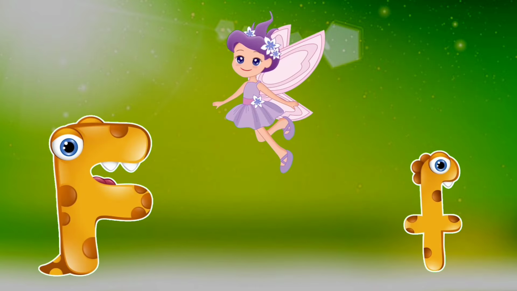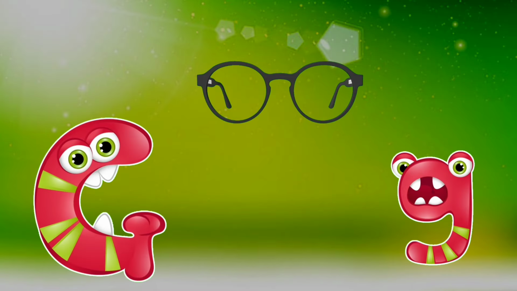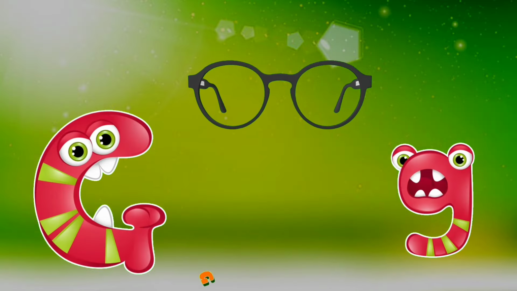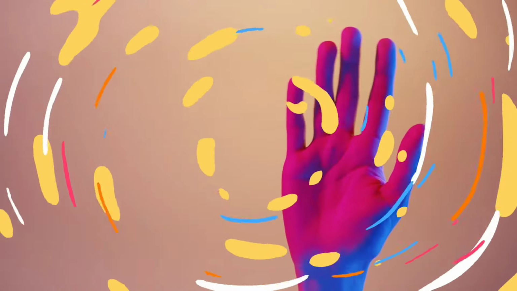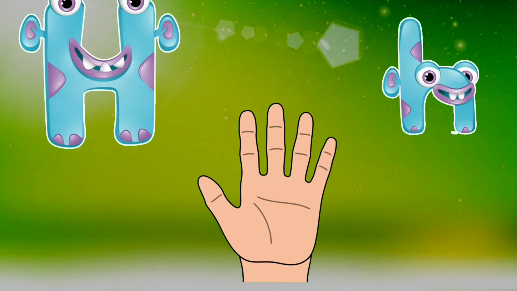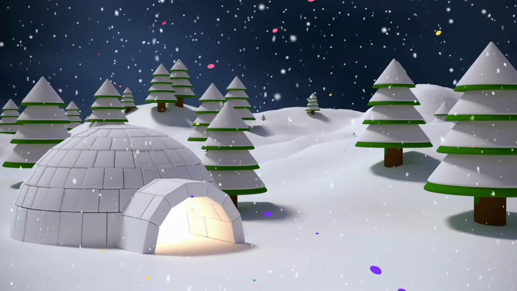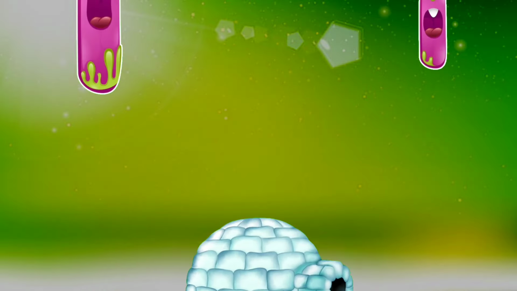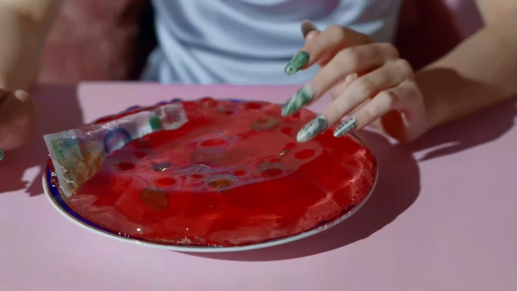F is for fairy, fairy. G is for glasses, glasses. H is for hand, hand. I is for igloo, igloo. J is for jelly, j, j, jelly.